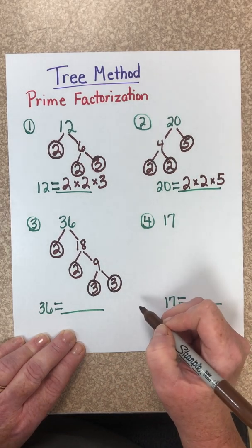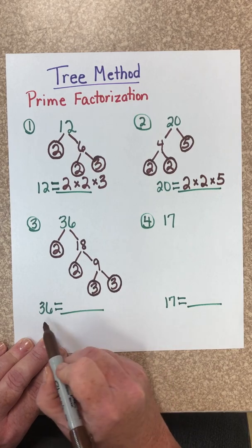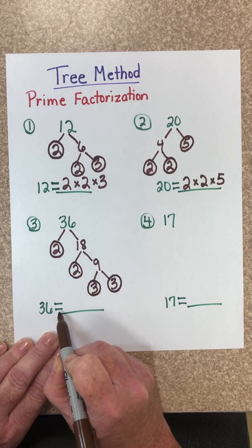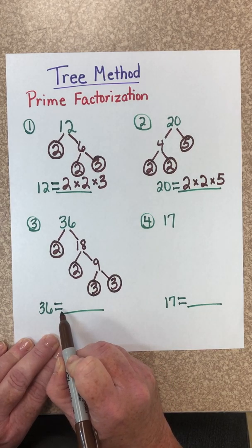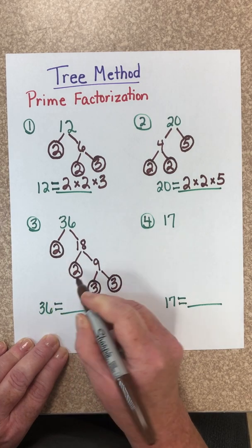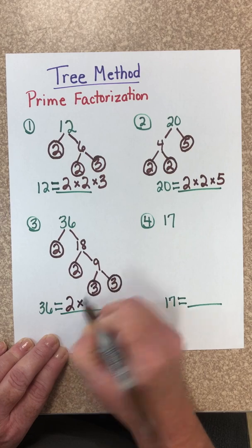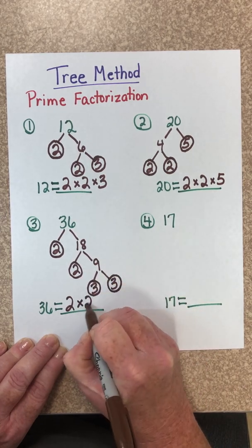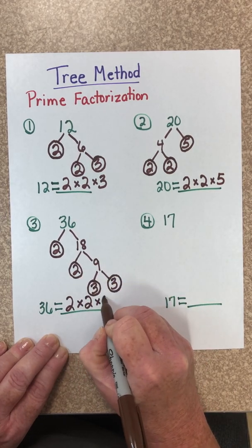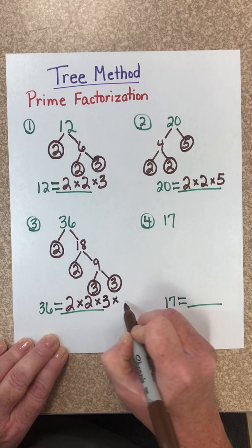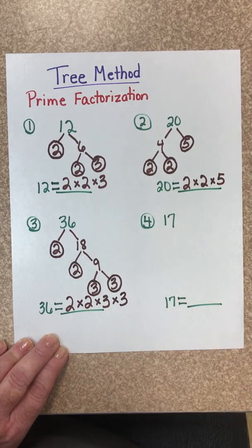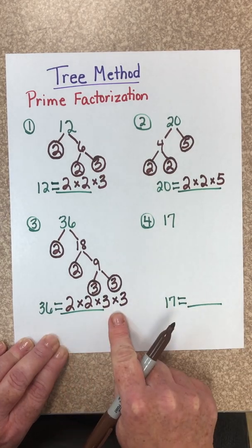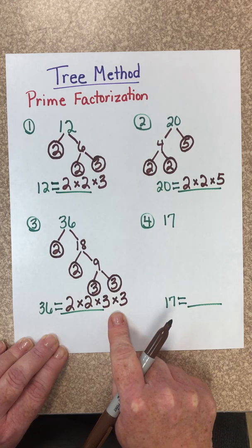So now let's write our prime factorization. 36 equals, and again, we're writing these in order from the smallest prime number to the largest. So that would be 2 times a second 2 times 3 times the second 3. That's the prime factorization of 36.